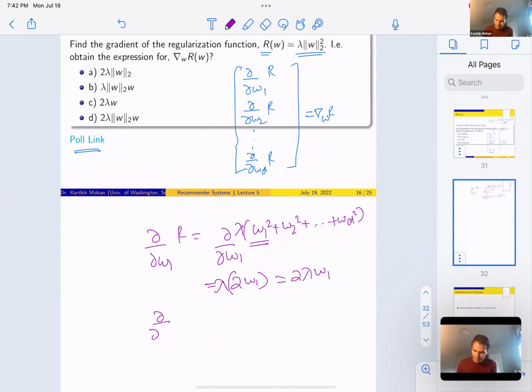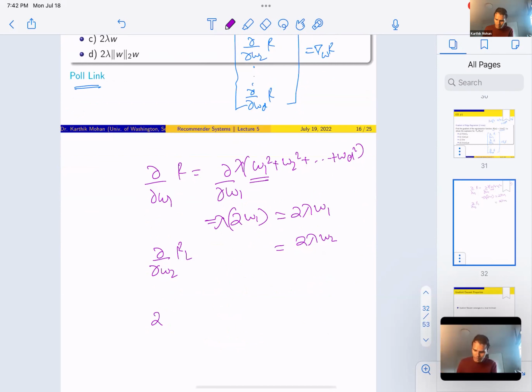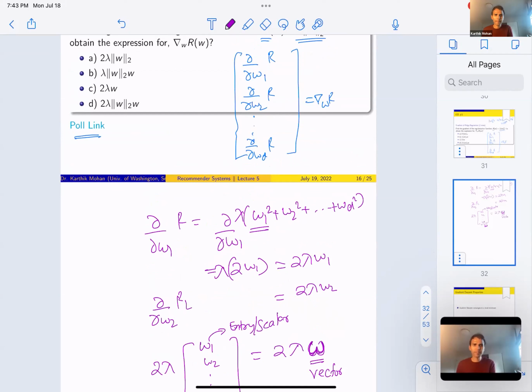And then if you look at W2, you get 2 lambda W2. So there's a pattern. It's 2 lambda WK. So 2 lambda factors out, and then you get W1, W2, through WD. But this is nothing but W, the vector W. W1 is the individual entry. Sometimes people use a thicker W here to denote a vector. So 2 lambda W is the vector, and this is an entry, or scalar. So it's 2 lambda W, right? Does that make sense? How we did that?